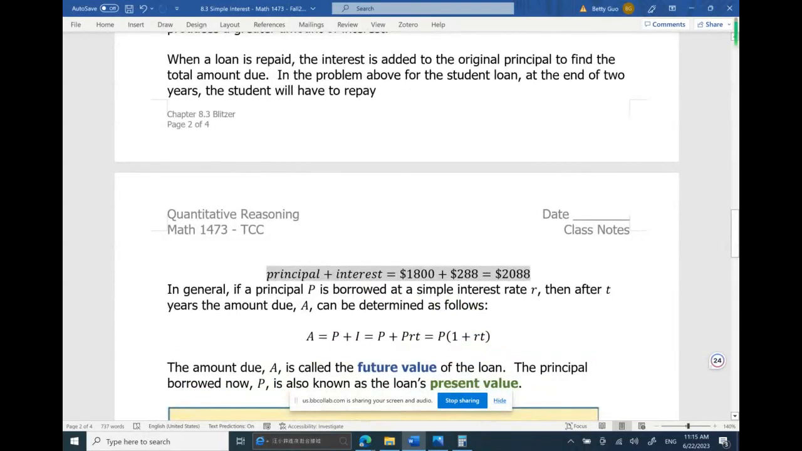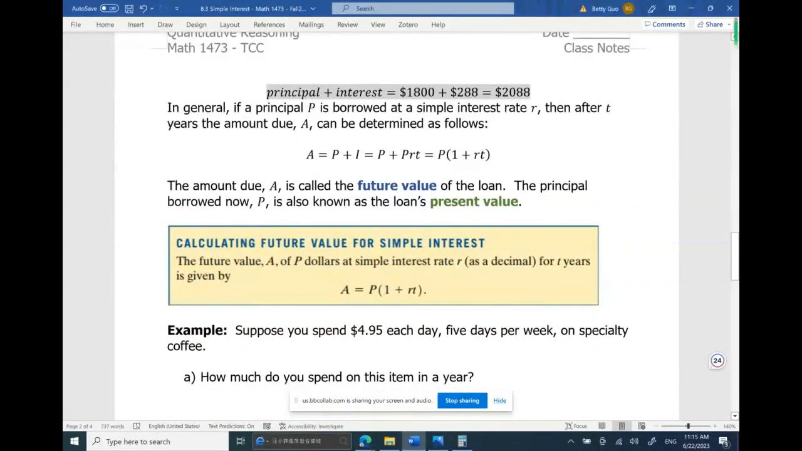Now let's derive the second formula. The second formula is to find the future value of the loan. What is the future value of the loan? We use the capital letter A to represent the future value of the loan. A is called the accumulated balance in the case where you deposit the money and the bank pays you the interest, and in the future you have more. But here, when it comes to the loan, we call A the future value of the loan. Then, by comparison, P, the principal, would be the present value of the loan.